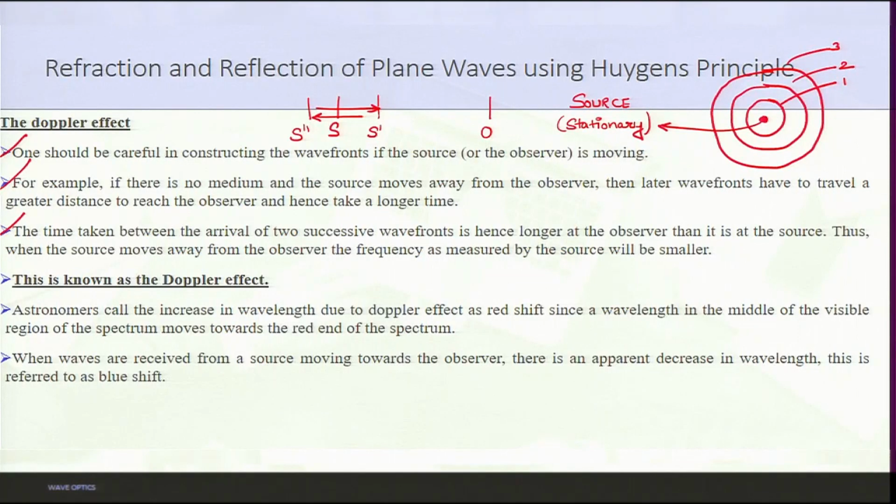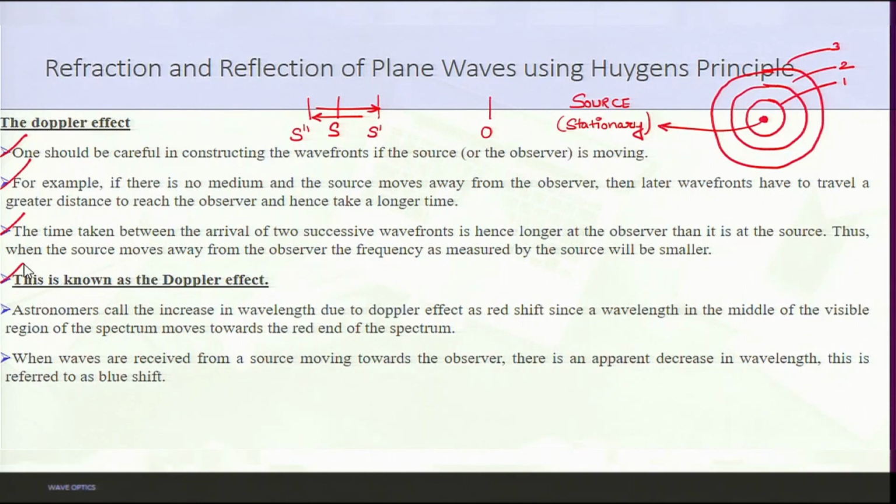Frequency can be related to this time. If I use the concept for sound waves also, then the pitch will be reduced. Similarly, if I try to reduce the distance, then the pitch will be increased. So, this was the concept. The time taken between the arrival of two successive wave fronts is hence longer at the observer than it is at the source. Thus, when the source moves away from the observer, the frequency as measured will be smaller. This is nothing but Doppler effect.